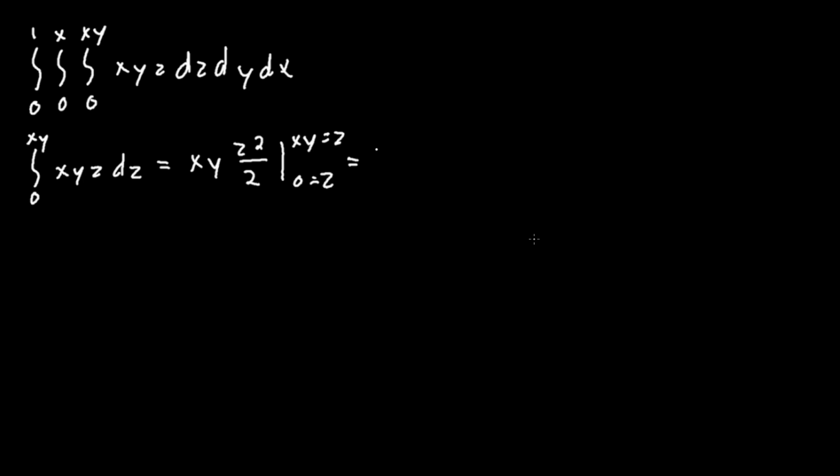Okay, let's plug in for x and y. Well, when we plug in for x and y, we get x y squared, you can z squared here, over 2. If we simplify all this, we get x to the power 3, y to the power 3 over 2. Okay, that is our next function.